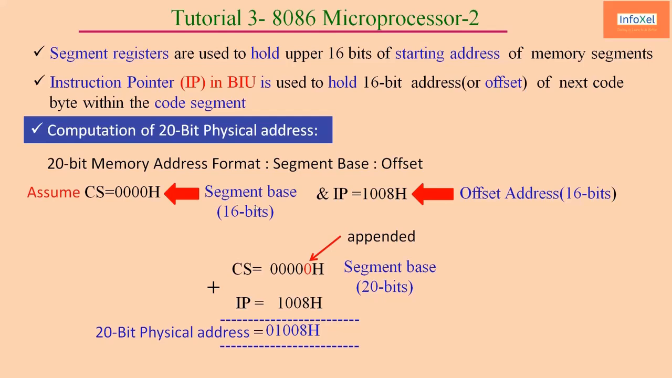Instead of CS, we have DS, and we have the offset address for the data segment and for the extra segment. Okay. Next, we will move to the execution unit.